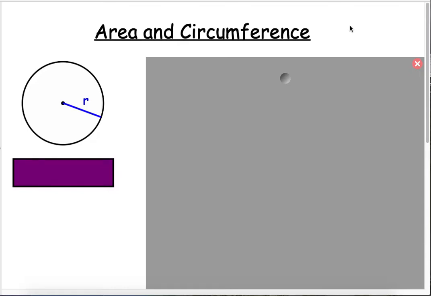Today we're going to talk about how to get the area and circumference of a circle. Hopefully this is somewhat of a review, but I'm going to give some extra examples which you may not have seen before. So I want to start with area.